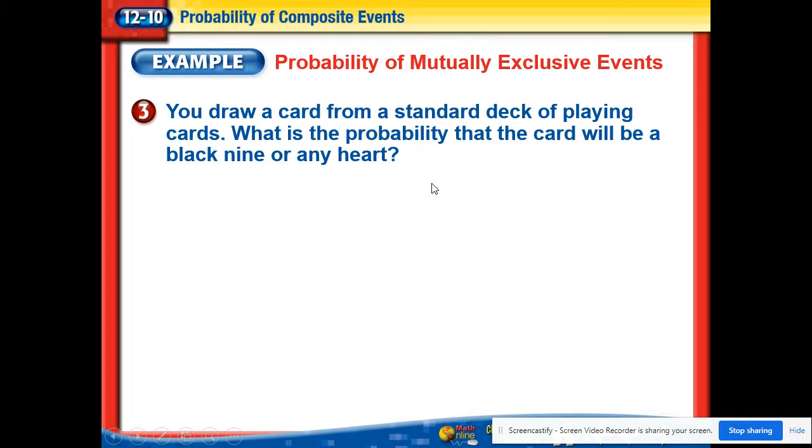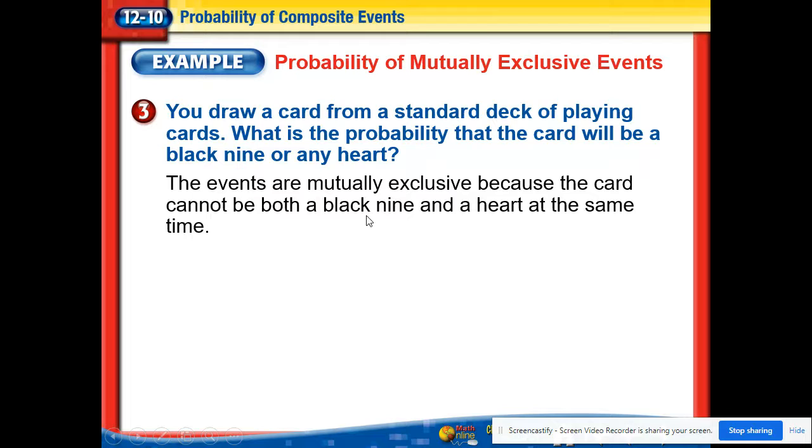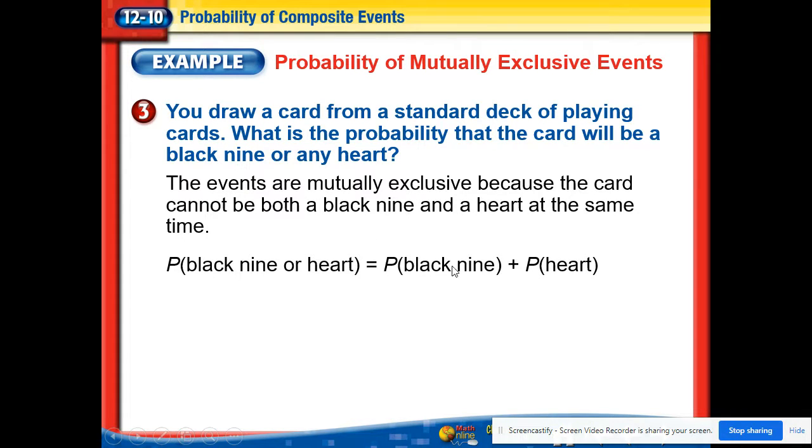All right, you draw a card from a standard deck of playing cards. What's the probability that that card will be a black 9 or any heart? Now, the issue with this is mutually exclusive. So when we go ahead and we do this, we're going to have to add black 9 plus our hearts. But understand that we are not multiplying this. This is just one probability. We're only pulling one card. We're not doing 2 cards, so this is not a multiplication problem. This is just a single one, so we're just adding those 2 possibilities.